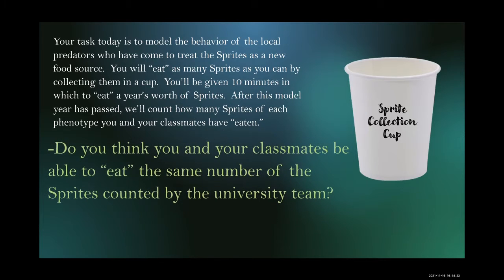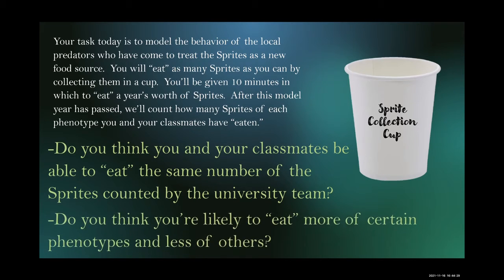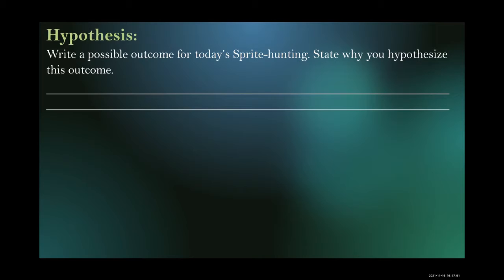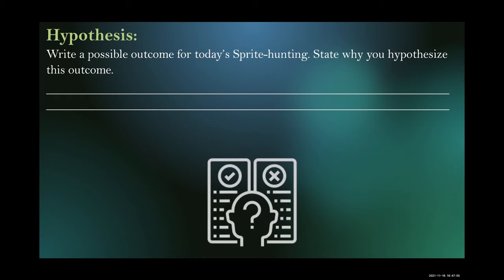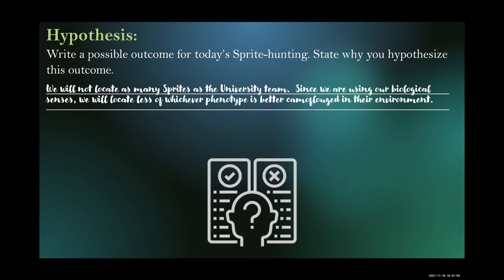Do you think you and your classmates will be able to eat the same number of sprites counted by the university team? Do you think you're likely to eat more of a certain phenotype and less of others? Hypothesis: write a possible outcome for today's sprite hunting. State why you hypothesize this outcome. Our general hypothesis today in class was that we will not locate as many sprites as the university team. Since we are using our biological senses, we will locate fewer of whichever phenotype is better camouflaged in their environment.